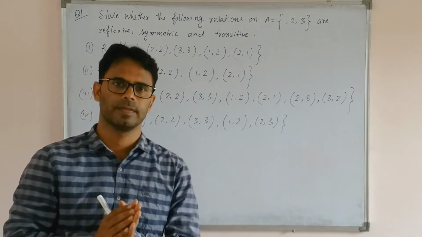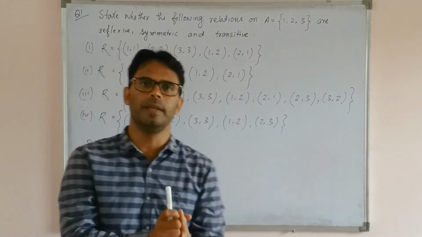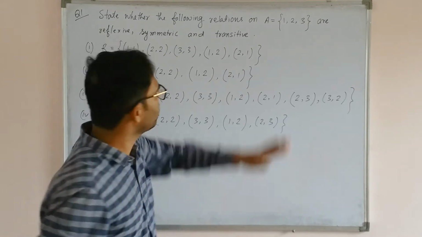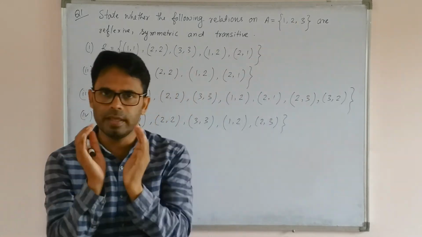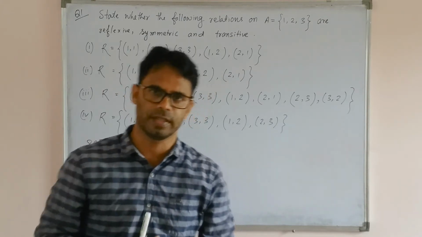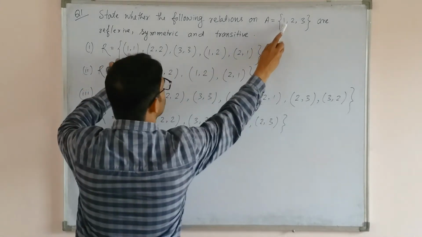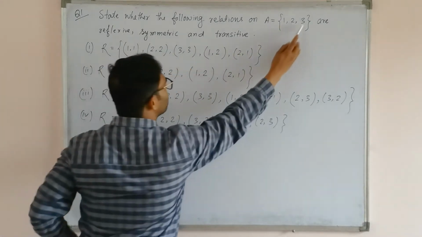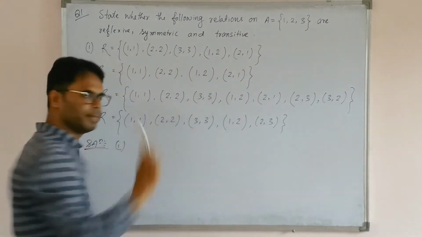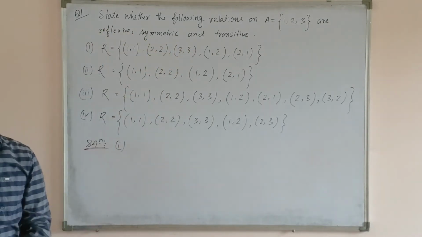What was the property of reflexivity? Reflexive means in the set, for all elements you must have the image and pre-image equal. If all elements have image and pre-image equal in the relation, then you can say this relation is a reflexive relation. So looking at this relation, for the element 1 it is (1,1), for 2 it is (2,2), and for 3 it is (3,3). So for all elements we have (1,1), (2,2), (3,3). Therefore relation number one, R, is a reflexive relation.